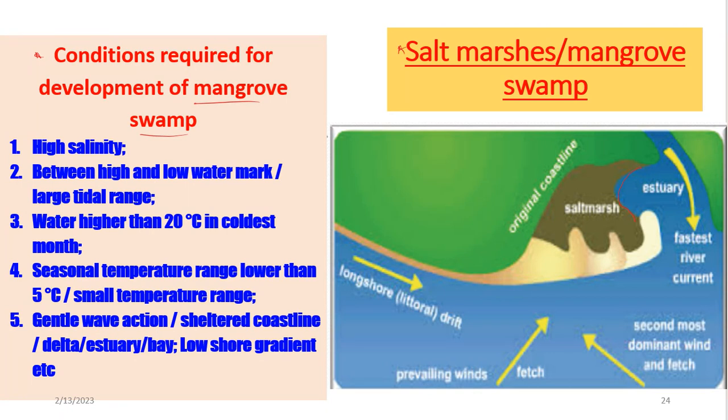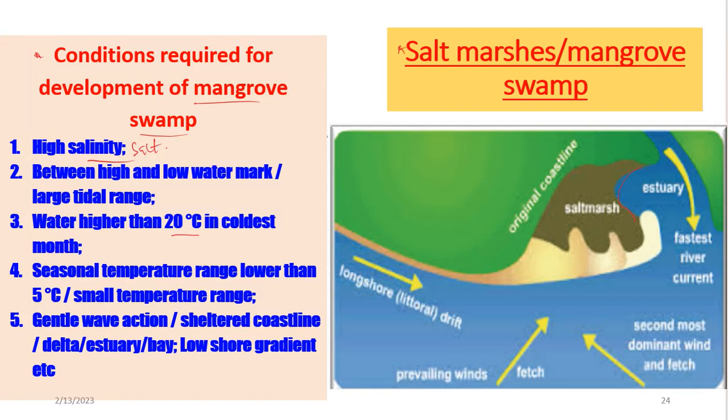So what conditions need to be met in order for it to form, just like we have conditions for the formation of corals? One, the water should have high salinity, so the amount of salt should be high. It should be between the high and low water marks, so it should have a large tidal range. Next, the temperature in the coolest month should be above 20 degrees Celsius.